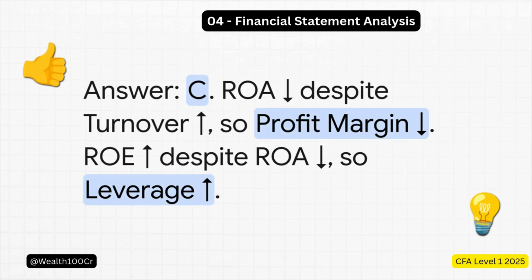Let's walk through the logic, step by step. First, let's focus on return on assets, or ROA. We know that ROA is just net profit margin times asset turnover. Now, the problem tells us that ROA went down even though asset turnover went up. Mathematically, the only way for that to happen is if the net profit margin decreased. Okay, that's piece number one. Now, let's look at ROE. We know ROE is ROA times financial leverage. The problem tells us ROE increased, even though we just figured out that ROA decreased. Again, the only way for that to be true is if financial leverage must have increased by enough to more than offset that drop in ROA.